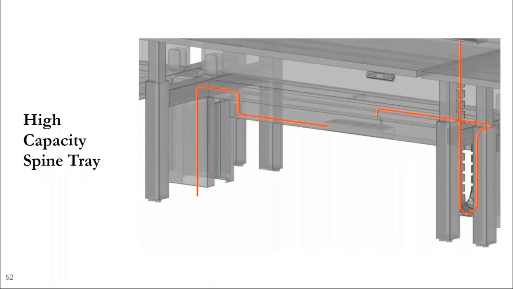And the last one is the high capacity spine tray. It's more or less similar to the medium capacity spine tray, which goes up the wire riser, goes into the high capacity spine tray to the power bar, and from the power bar goes across to the E-chain and up to the work surface.